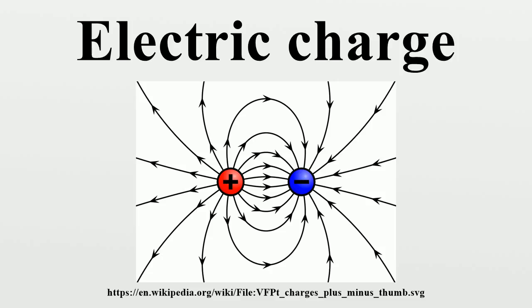6.242 times 10^18 e. Hence, the charge of an electron is approximately 1.602 times 10⁻¹⁹ C. The Coulomb is defined as the quantity of charge that has passed through the cross-section of an electrical conductor carrying 1 ampere within 1 second.